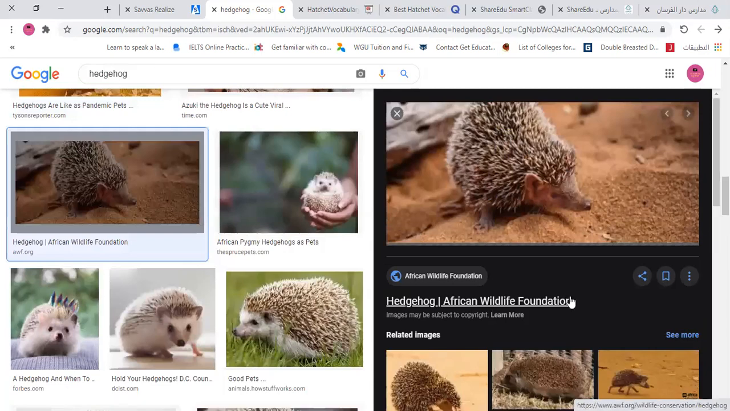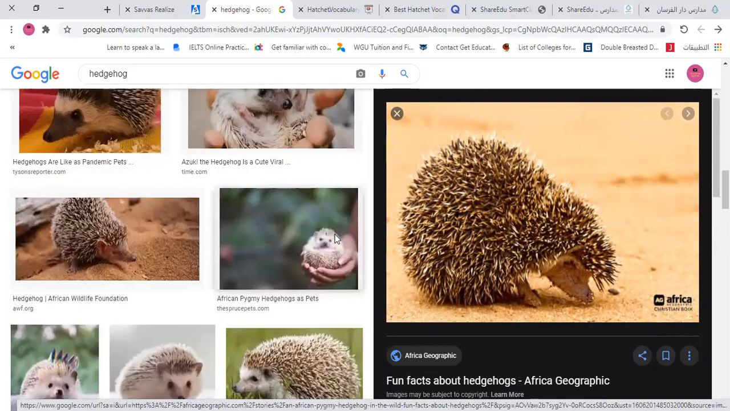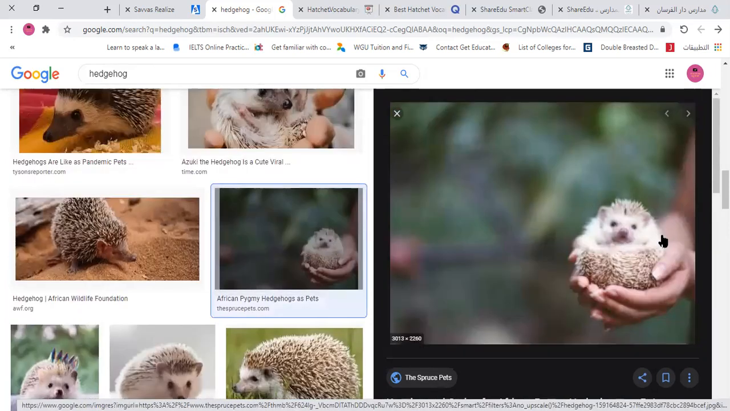Okay, Miss, how are they carrying him? You see how pointy these are? You see, it's so sharp and small. Carry him. Some people carry him, yes.